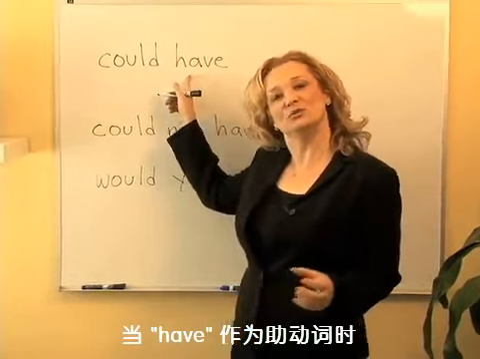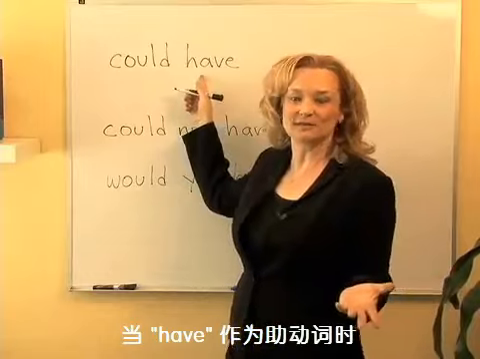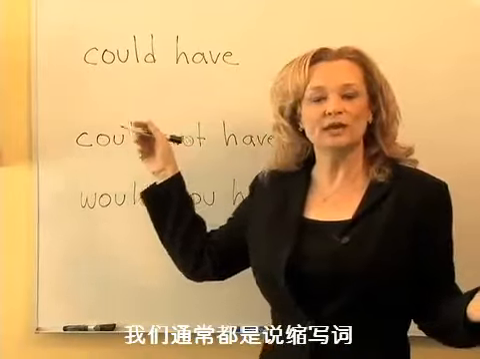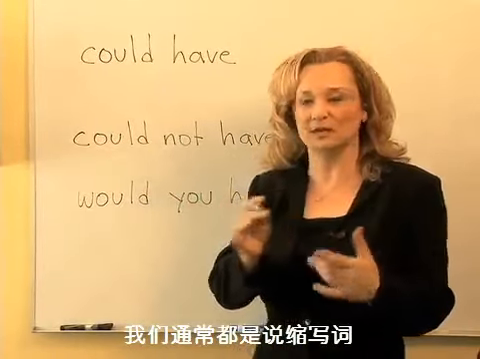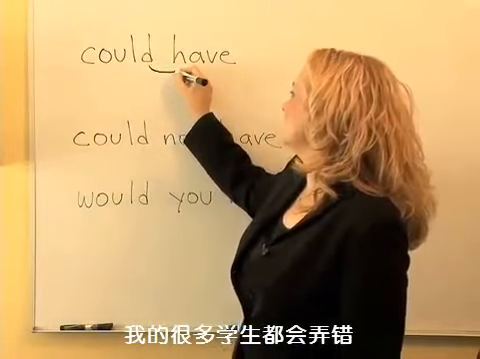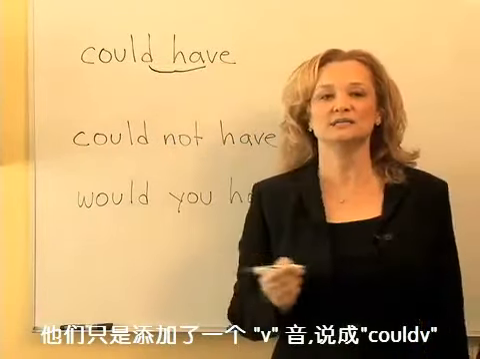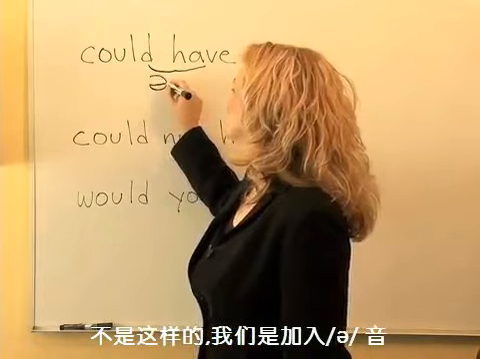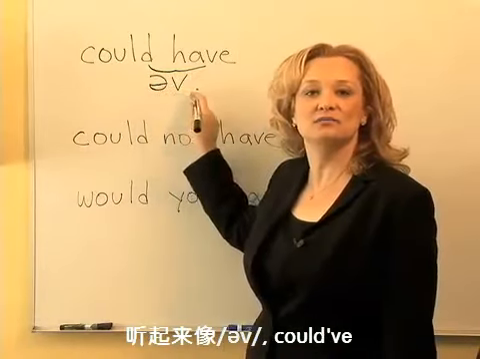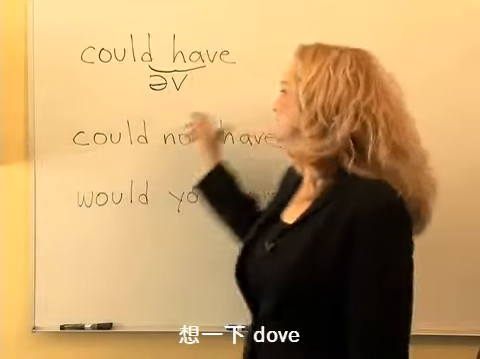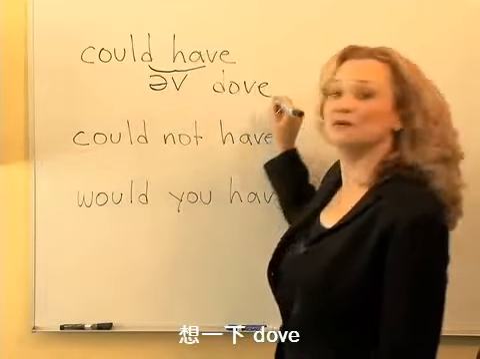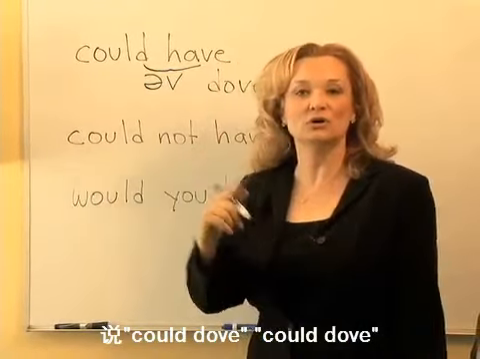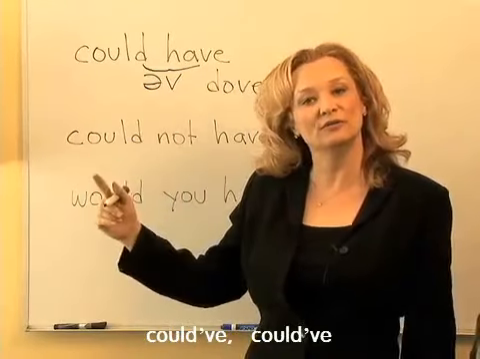When we have the word have, which is an auxiliary verb in this case, could have been, could have done, could have seen, we almost always contract that when we're speaking. A lot of my students make a mistake and they just add the V and they say could've. It's not could've. We put a little sound in there and it sounds like this: of, could've. Think about dove, which is a bird, the bird dove, and say could've, could've, could've.